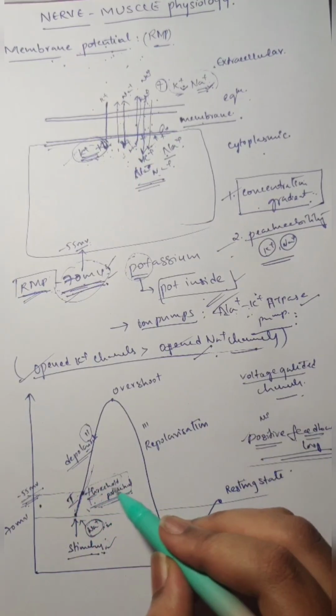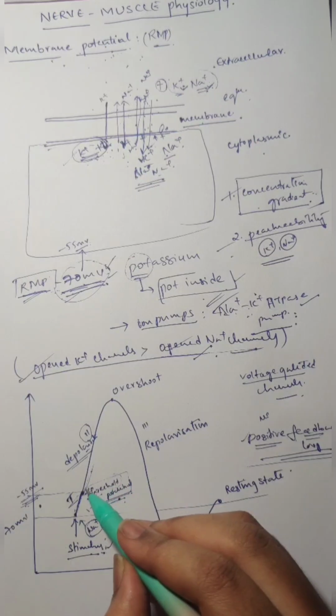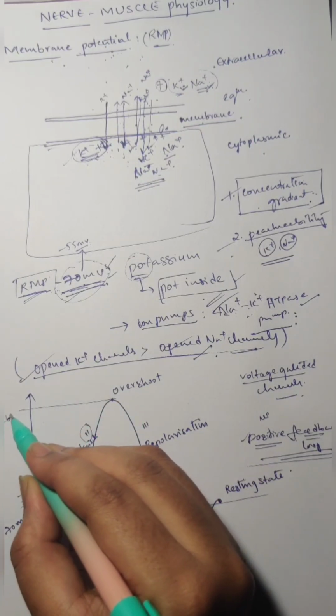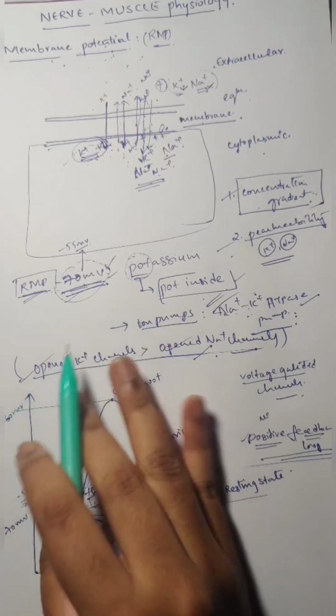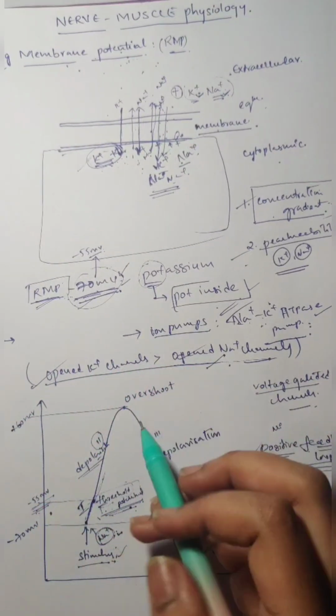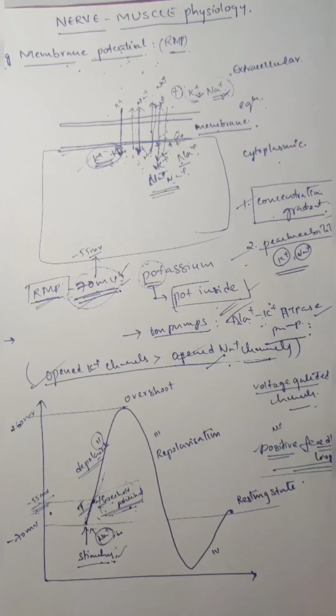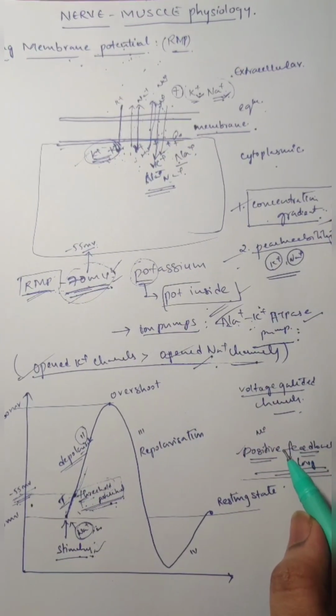Now from the hitting of the threshold potential to plus 60 millivolts is called phase 2, the depolarization phase. So why does this depolarization phase have that much large positive charge?